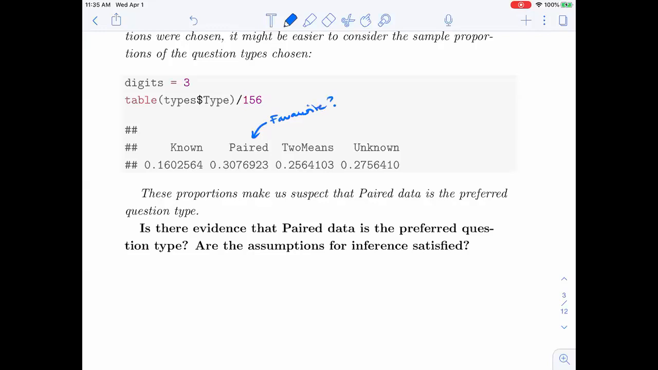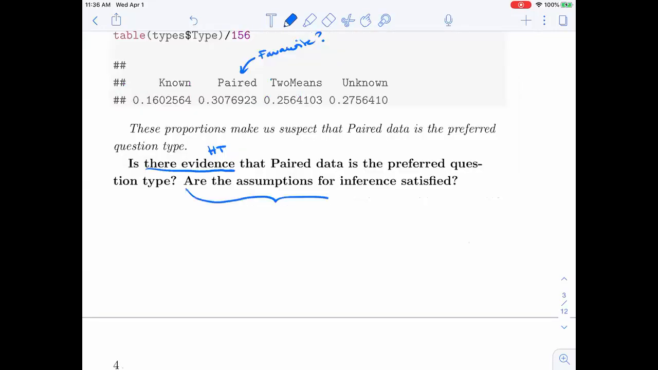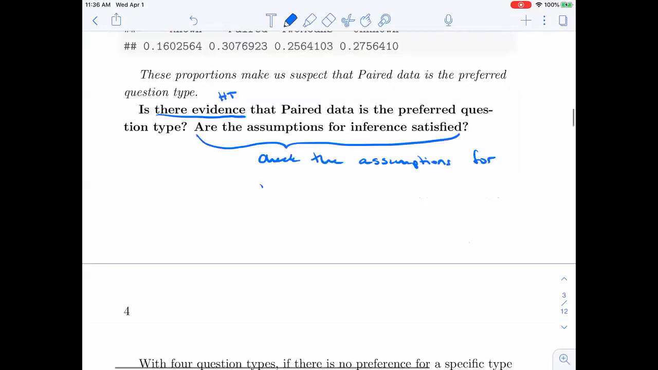So the question that we're going to analyze is: is there evidence that paired data is the preferred question type? The phrase "is there evidence" is a dead giveaway that I have to do a hypothesis test. Are the assumptions for inference satisfied? This is where I remind you to check the conditions, or the assumptions, for proportions.